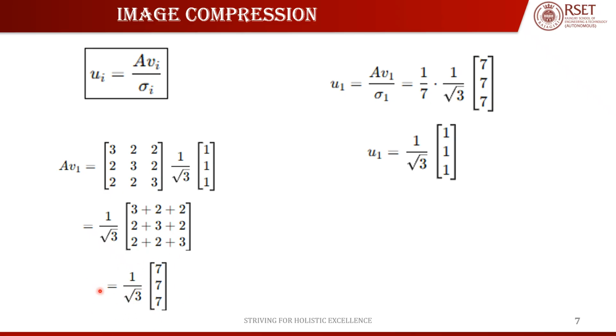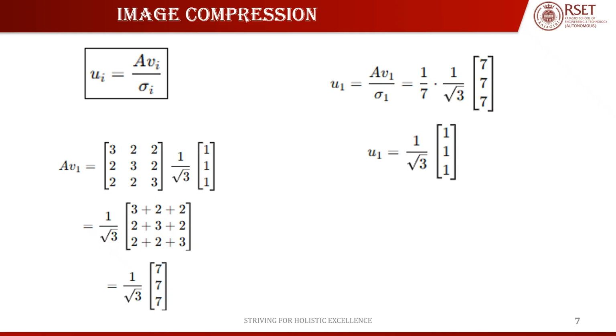And what you need to do is divide it by sigma 1, which is 7. Since it's division, just take the 7 inside, so that will be 1, 1, 1. So your u1 will be equal to 1 by root 3 times 1, 1, 1. You have your A, your u1, and your v1 with you. So you know how to calculate your A1, right?